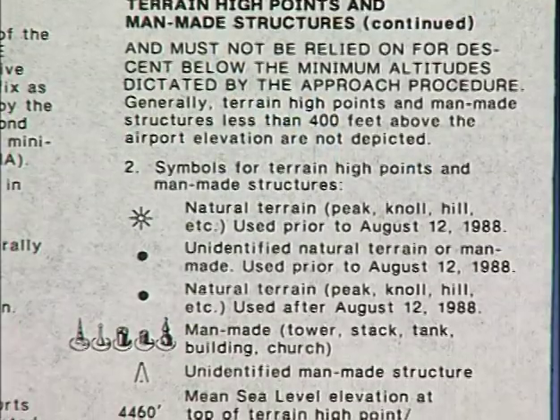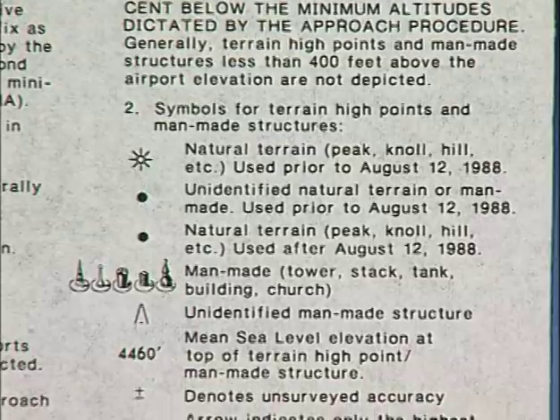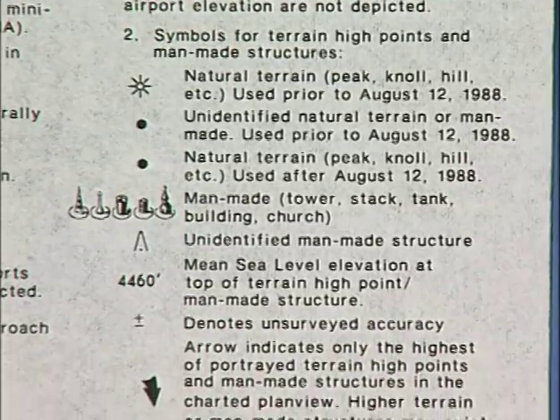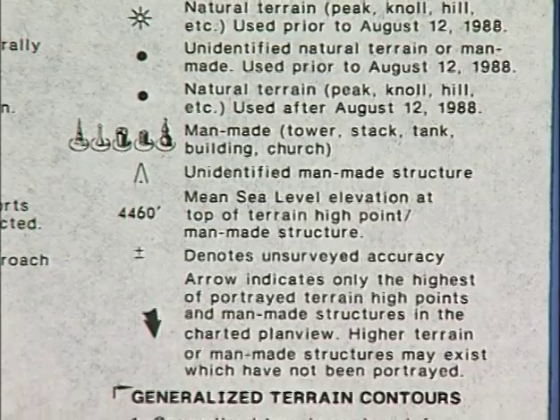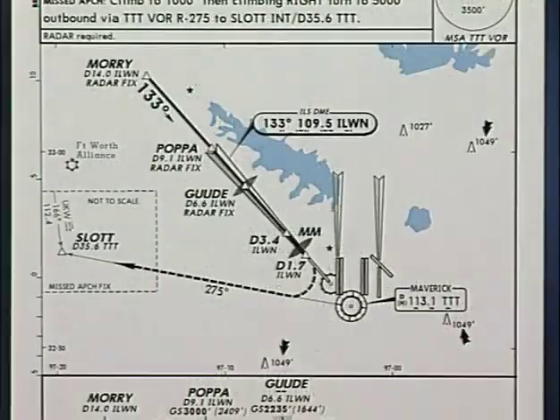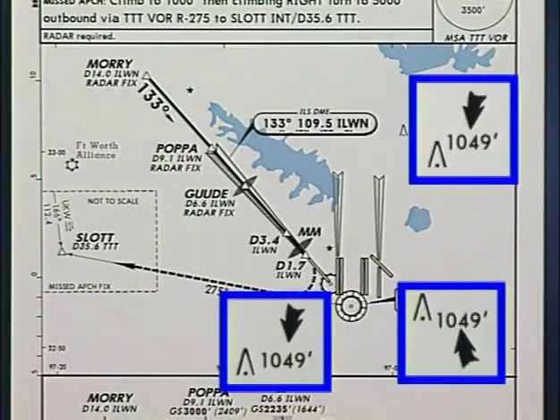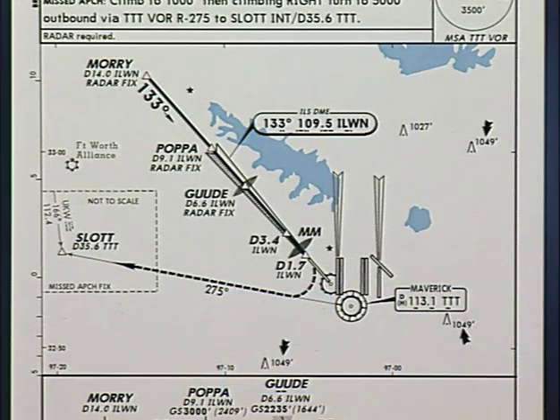Various symbols are used to represent terrain high points and man-made structures. These symbols are defined in the chart legend. A bold arrow is used to point out the highest known terrain or structure. The mean sea level elevation is given next to the symbol. It's important to know that there may be other higher uncharted terrain or man-made structures. The terrain and obstruction altitudes depicted on the chart should not be relied on for descent below the minimum IFR altitudes.